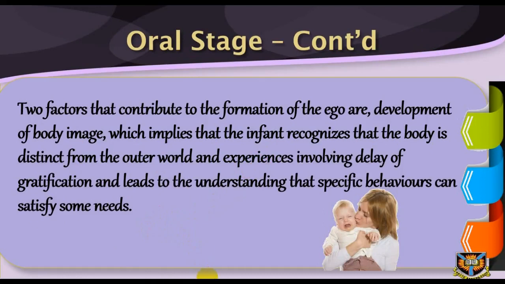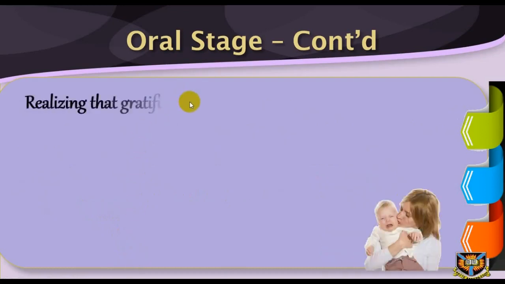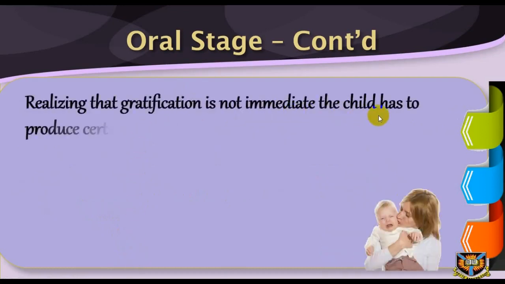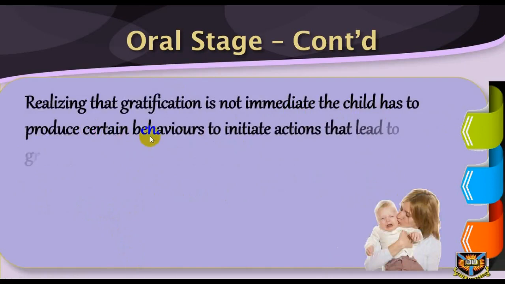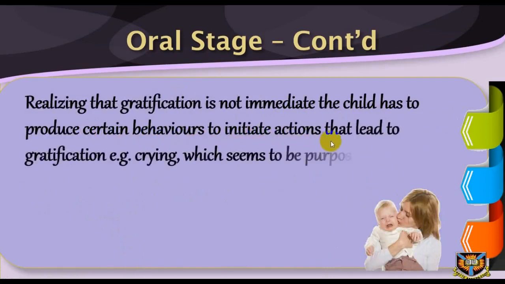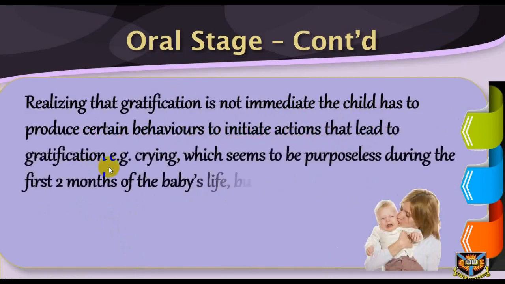A second factor to which ego formation is attributed is experiences involving delay of gratification, which lead to the understanding that specific behaviors can satisfy some needs. The infant gradually realizes that gratification is not immediate and that it has to produce certain behaviors to initiate actions that lead to gratification.